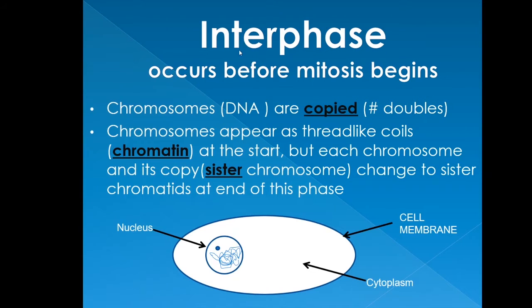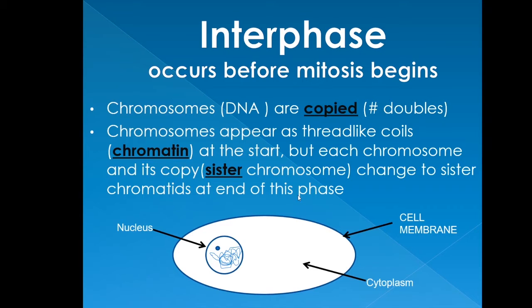So our first one is called interphase, and this actually occurs before mitosis begins. And when we talk about meiosis, this will happen before it begins. Now, one of the things I remember here in mitosis is it has a T, which means it makes 2 copies of identical cells, and you'll see how this happens. But in interphase, this is before mitosis really begins, chromosomes are copied. So it means all of our DNA is copied to make a double set.